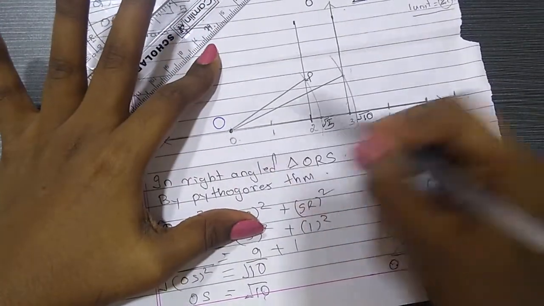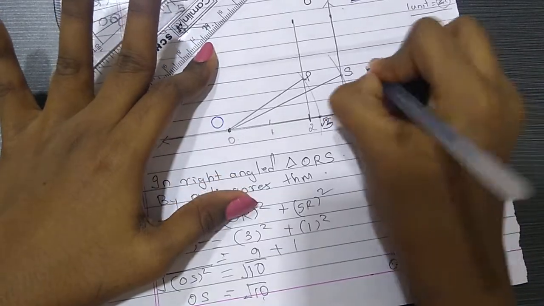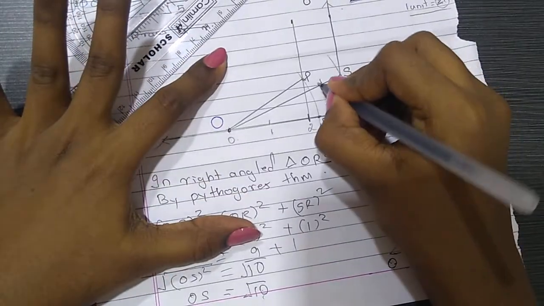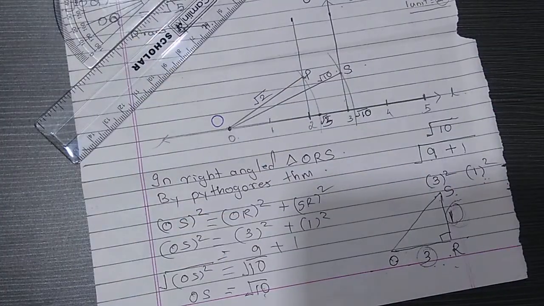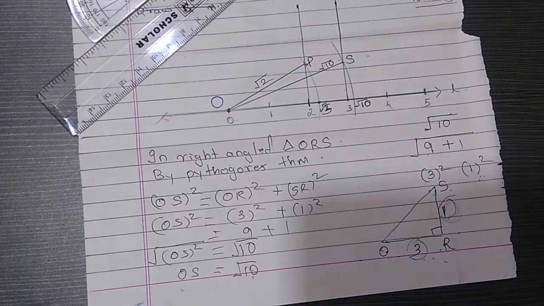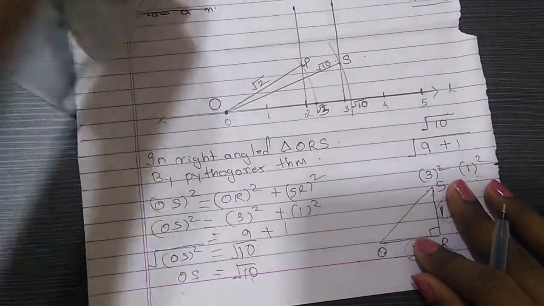So what is this? OS. So this is your root 10 and this is your root 2. I hope that this is clear for you. Now we'll pay attention on what are the statements that you're supposed to write.